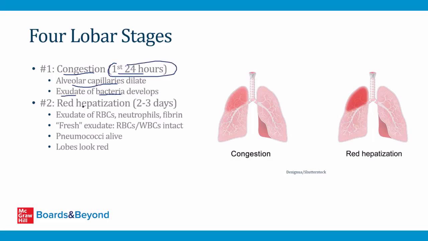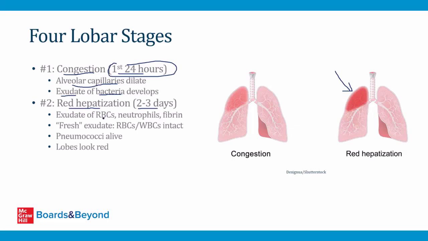The next stage is called red hepatization. This occurs 2 to 3 days following infection. The word hepatization means that something starts to look like the liver. And so this is called red hepatization because you get sort of a thickening and stiffening of the lobe, like what's shown here, and it begins to resemble the liver, but it's red in color.